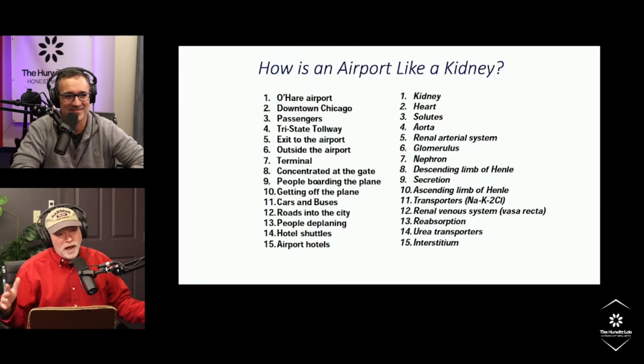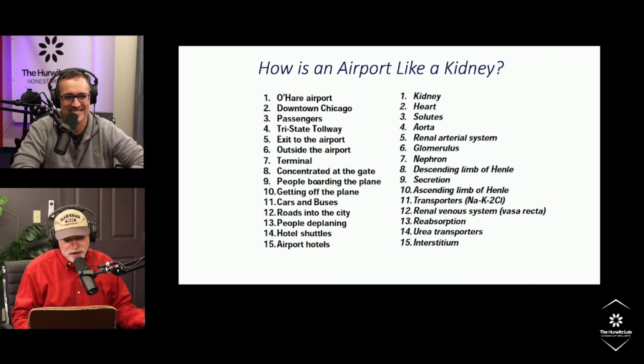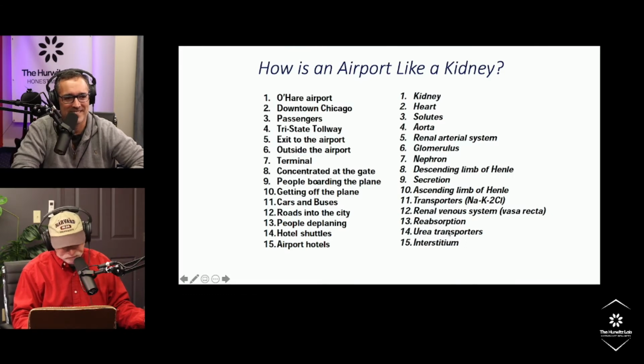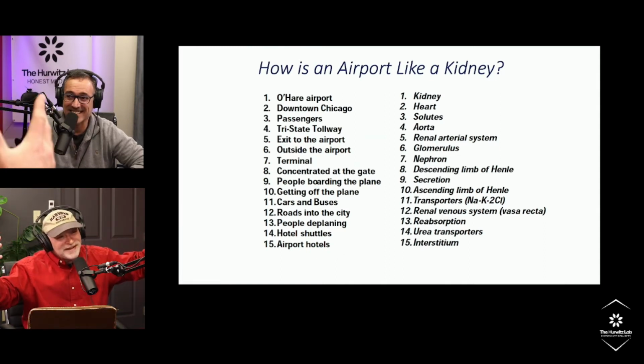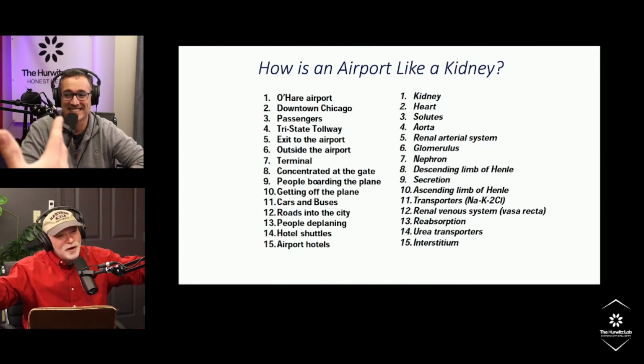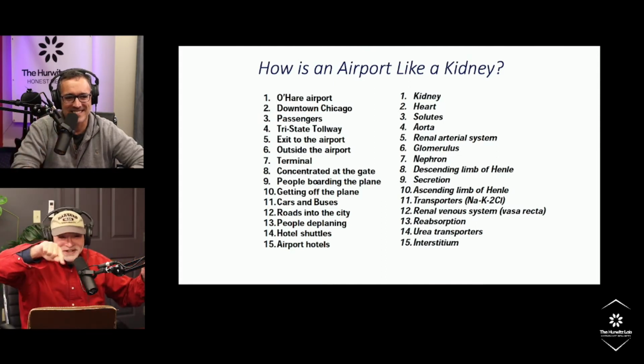It is awesome. So I'm just putting this up. I'll come back to it later, but anyway, the analogies are here, the 15 different things that are analogous, where O'Hare is the kidney and downtown Chicago is the heart. Passengers are solutes, and there's an aorta in there. I'll go over this later on. I just wanted to show you that I do include the vasa recta. They're the roads into the city. And the Loop of Henle is all there. And even the interstitium, the airport hotels that keep people close by the terminal. When you're worried about missing your plane and you don't want to sleep at the gate, where do you sleep? You take a little shuttle bus. That's it.